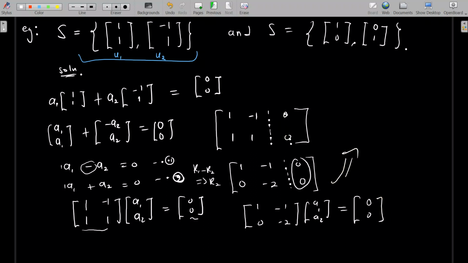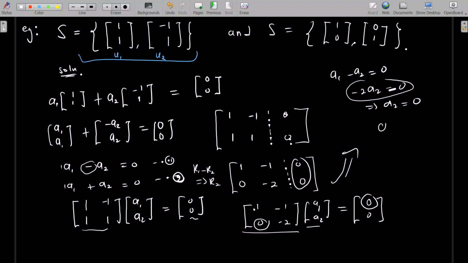Now, if I do a matrix multiplication between this matrix and this vector, I'm going to have a1 minus a2 equals 0 here, and I'm going to have this guy times a1, which is going to give me 0 a1. So I don't write it. I'm going to have negative a2 equal to 0, and this implies that a2 should be equal to 0 from here. And if a2 is 0, then a1 is also equal to what?